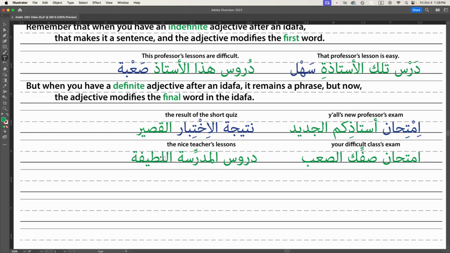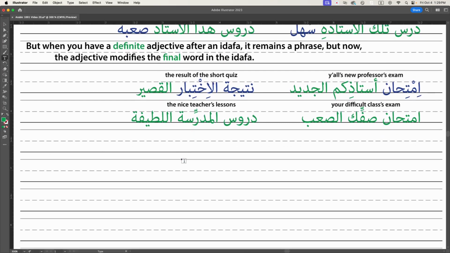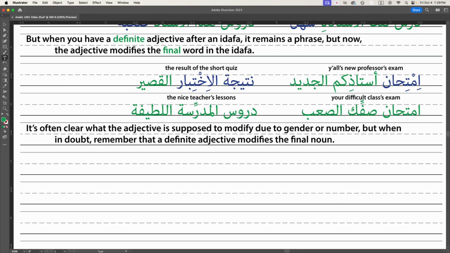Al-latifa, so all three of the words here are feminine: durus because it's non-human plural, and al-mudarrisa and al-latifa because of ta marbuta. But the lessons aren't going to be nice. Latif refers to a person, so it's pretty clear here which one it refers to, the nice teacher's lessons or the lessons of the nice teacher, depending on how you want to word that.